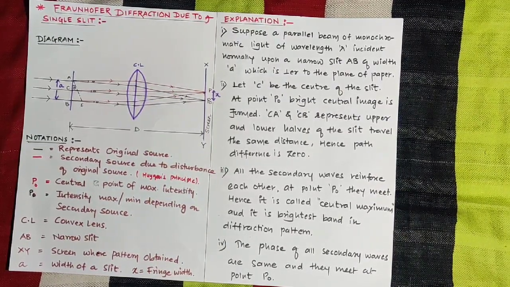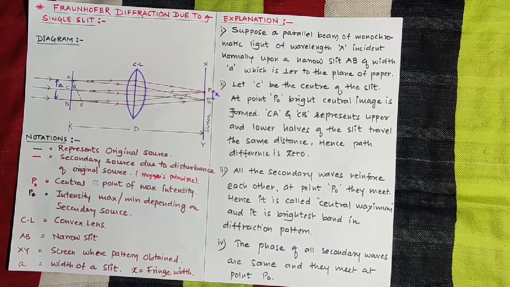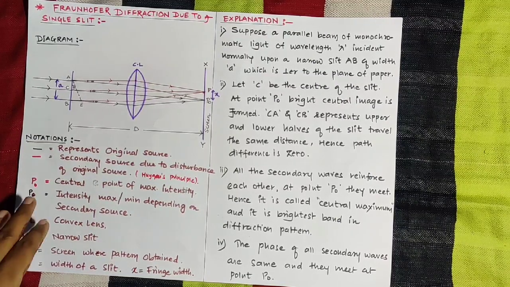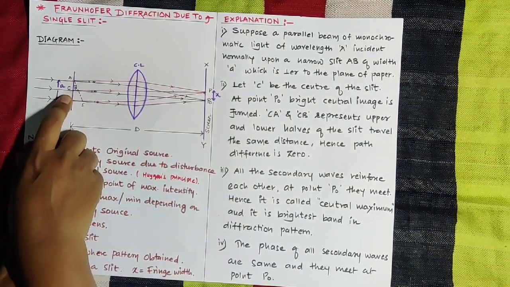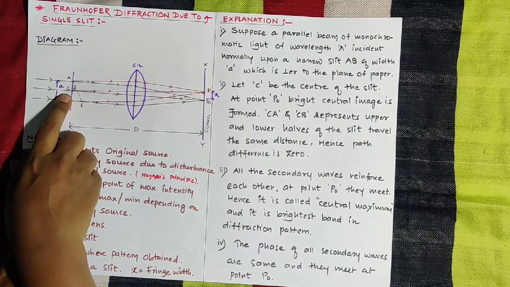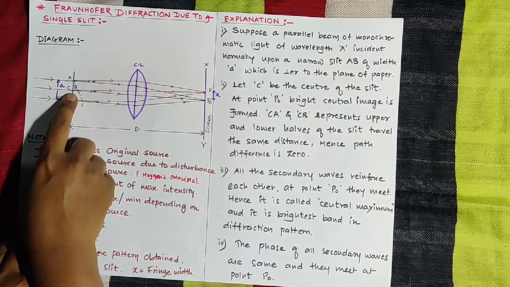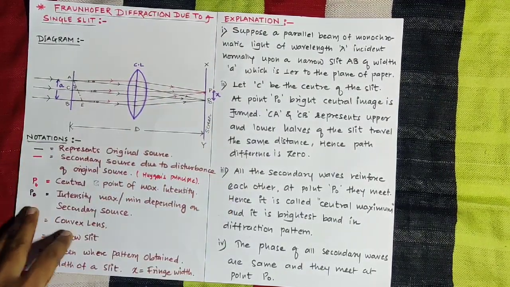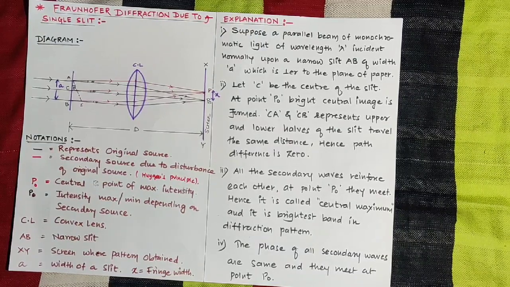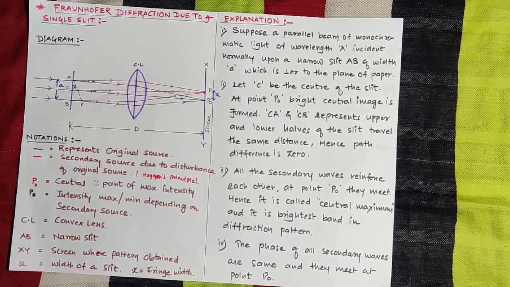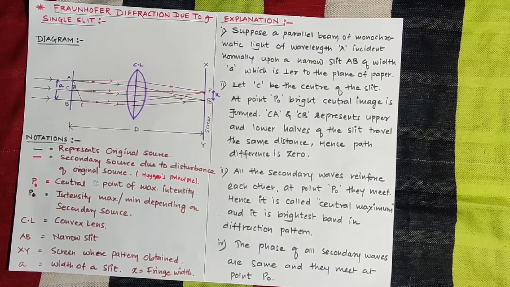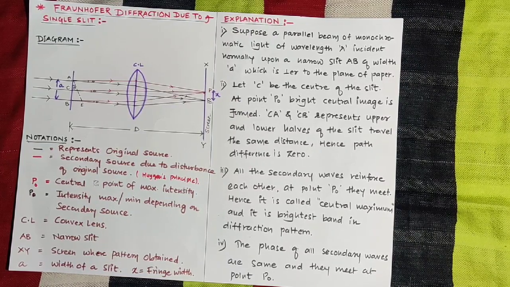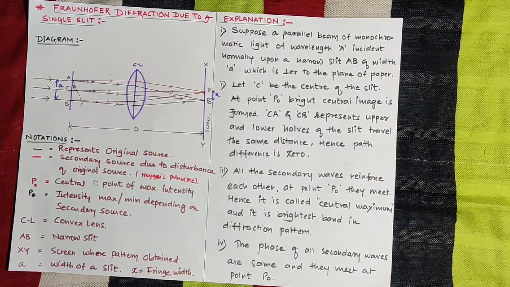CA and CB represent the upper and lower halves of this slit. They travel the same distance, hence the path difference is 0. That means if you consider CA and CB, the upper and lower halves of this slit, and consider the path difference with respect to these secondary sources of light, the path difference is 0. So all the secondary waves reinforce each other. At point P0 they meet.